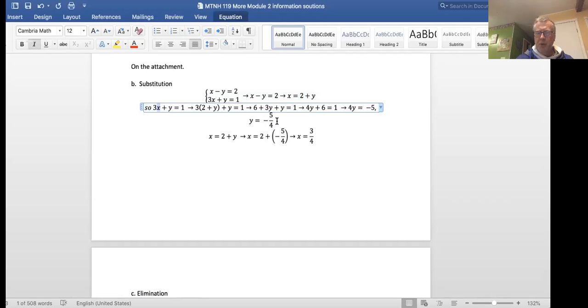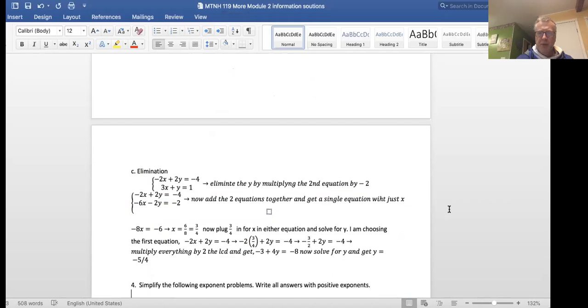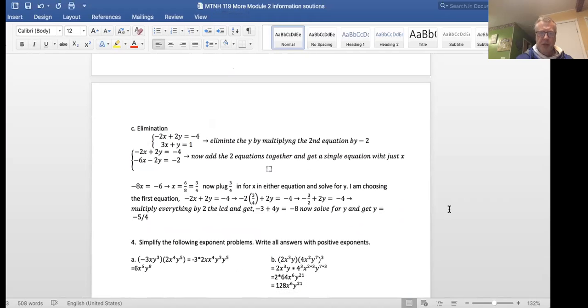The other part is when we find the x. To find x, we go back to x equals 2 plus y, plug in minus 5/4. So x will equal 2 plus minus 5/4, which is 3/4. Since these 3 problems are the same system of equations, we should get the same solution.